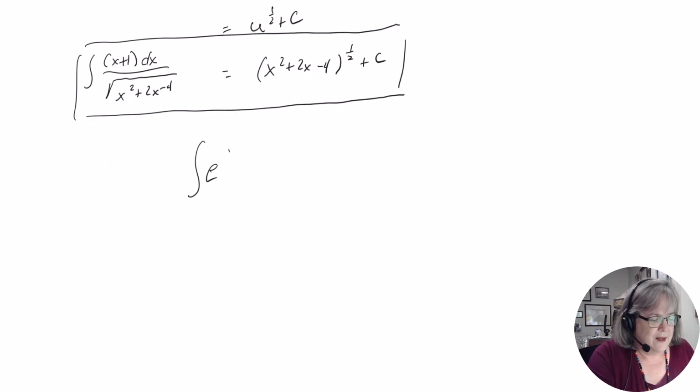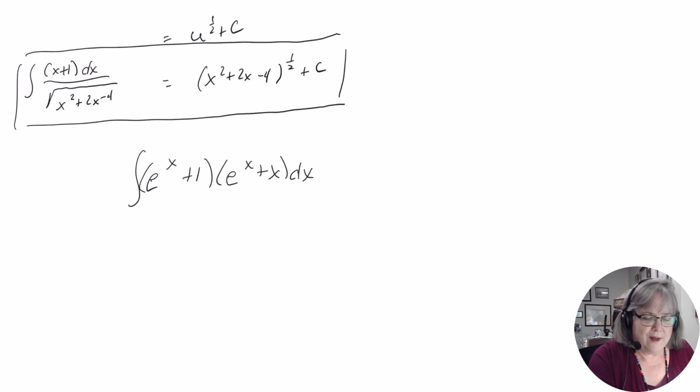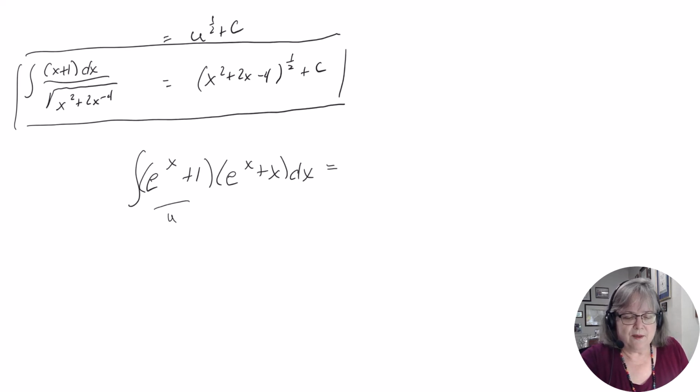Here we go. e to the x plus 1, e to the x plus x. And you're like, well, they're both kind of crazy. Okay, so I have two choices. I could let u be this one, in which case I'm hoping this is du, or I can make u be this one, and this would be du. Which one would be considered like the highest power? Because they both have an e to the x in them.